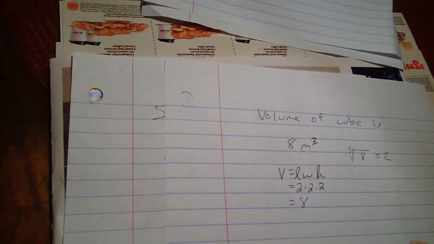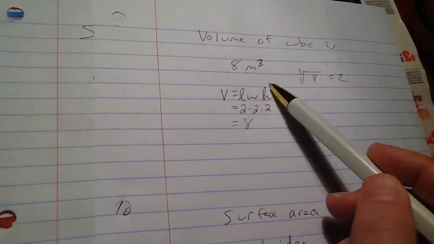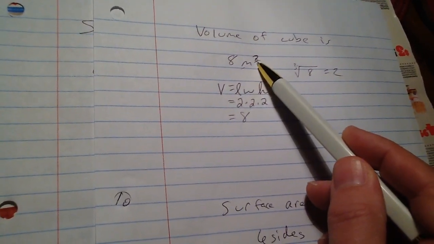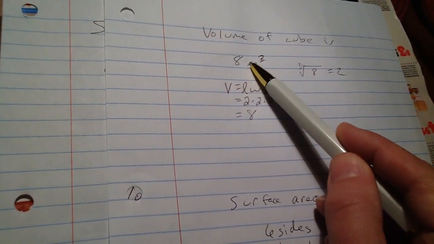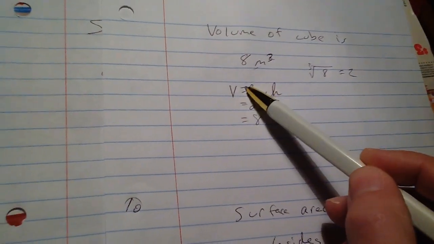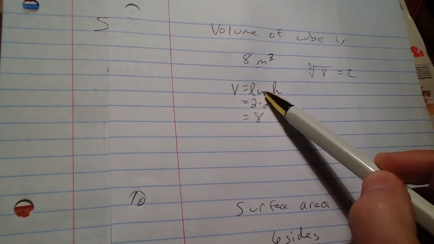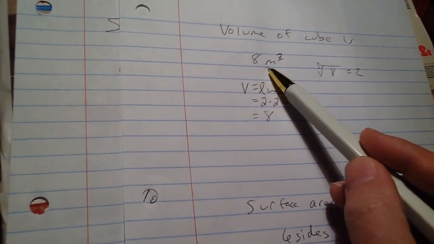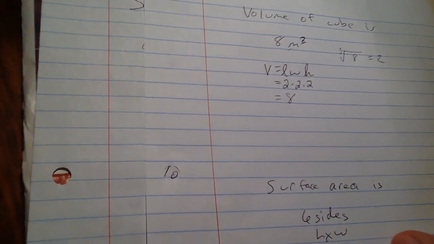Okay, so we've got a couple things here we're going to do. If we have a volume of a cube that is 8 meters cubed, there are different ways we can do it. Luckily, you can find the cube root of that, which is 2. Or, you know that the formula for volume is length times width times height. So, 2 times 2 times 2 is 8. So there's the volume. That's how they got 8.